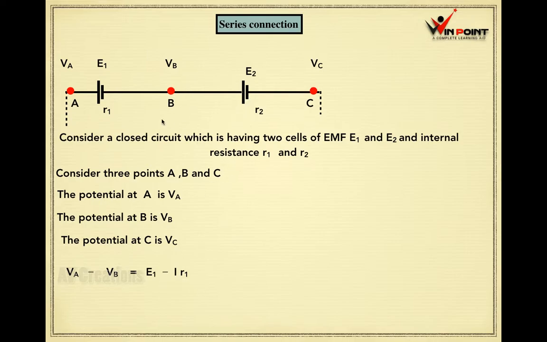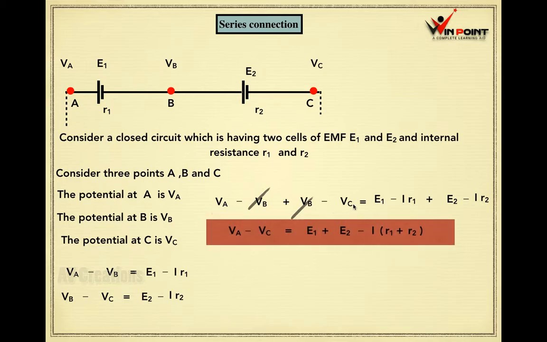Similarly, what will be the potential difference between B and C, which is VB minus VC? It will be E2 minus IR2. Now we are going to add these two equations. First adding the left hand side, VA minus VB plus VB minus VC, equal to the right hand side, E1 minus IR1 plus E2 minus IR2. Here VB and VB are equal and opposite, so they cancel each other.